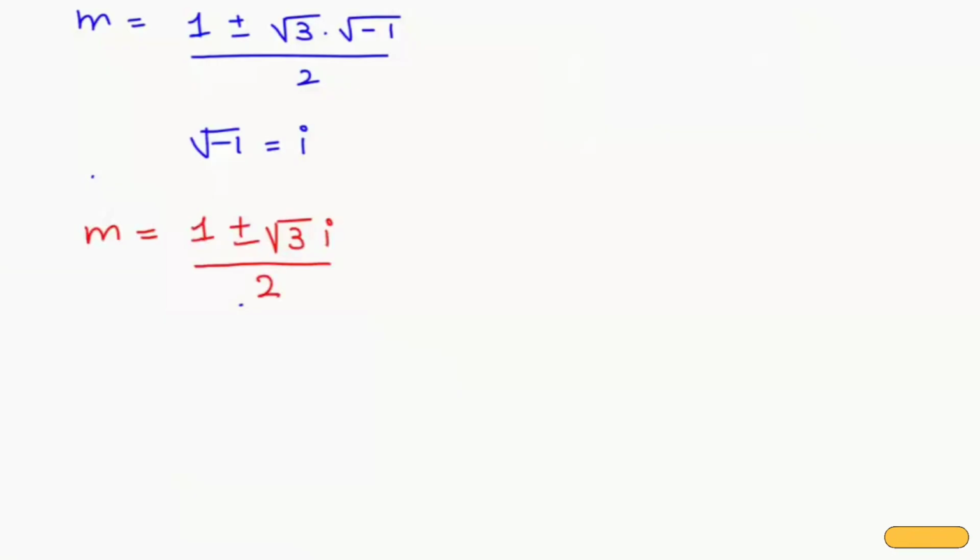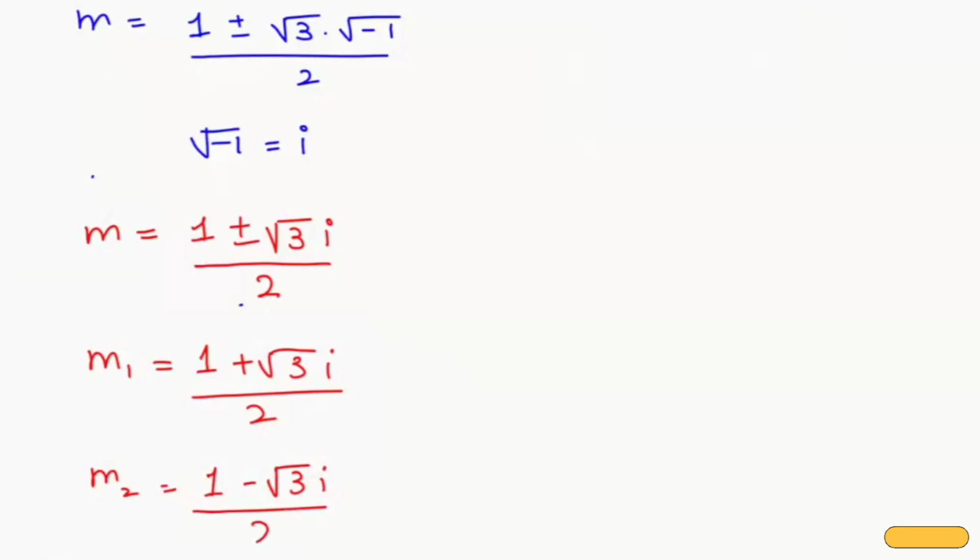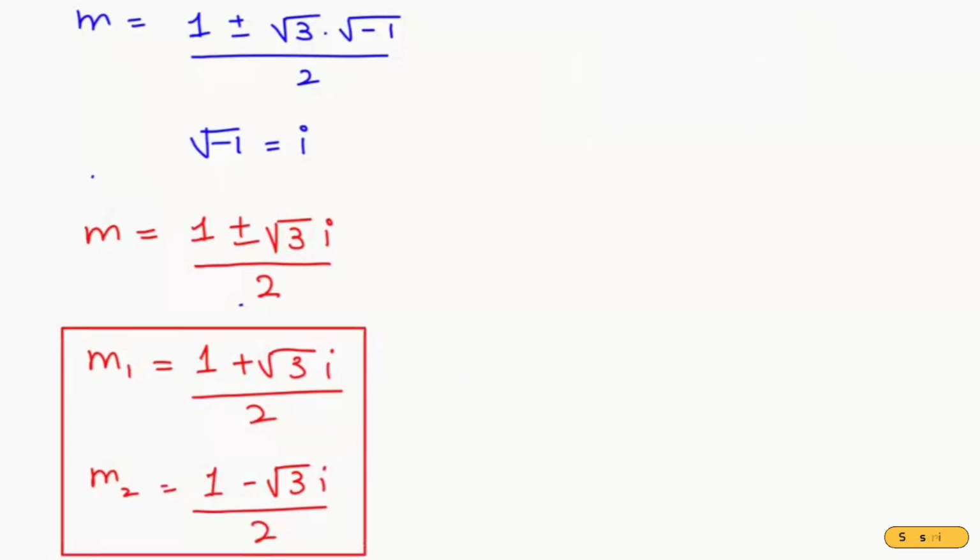So here we get the two m values. The first one is 1 plus root of 3 iota over 2, and the other one is 1 minus root of 3 iota over 2. So here we get the two m values. Now I'm going to find out the value of n by using this m1 and m2 value.